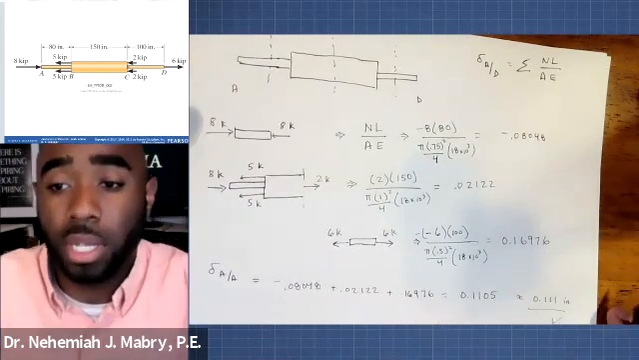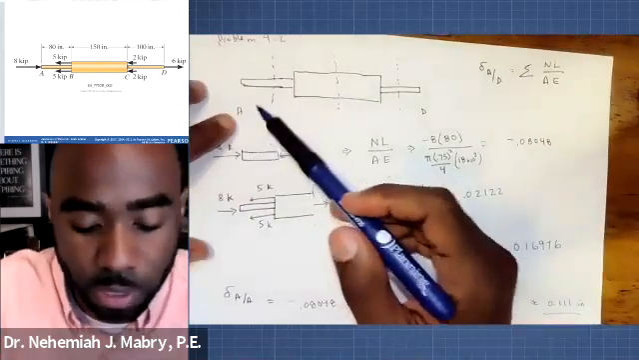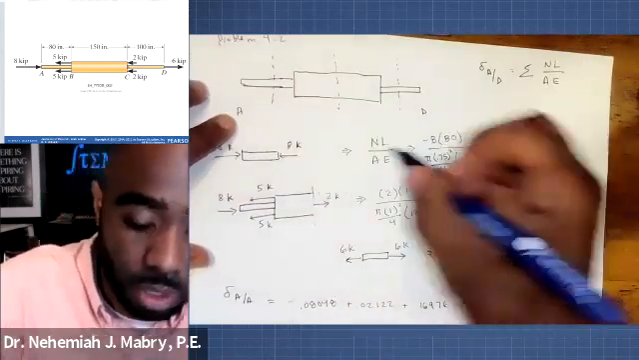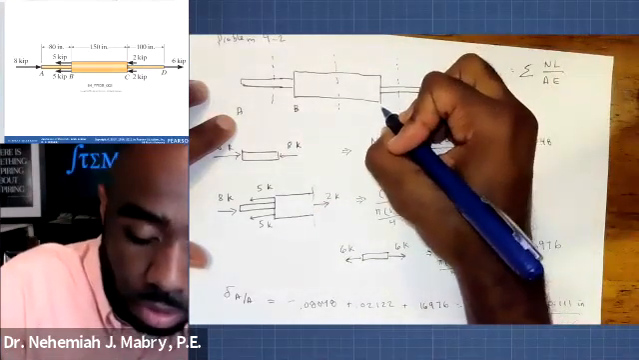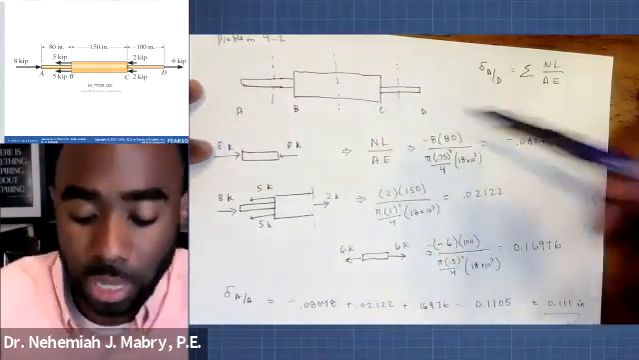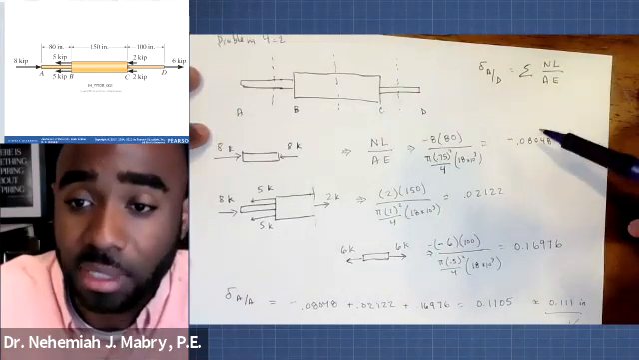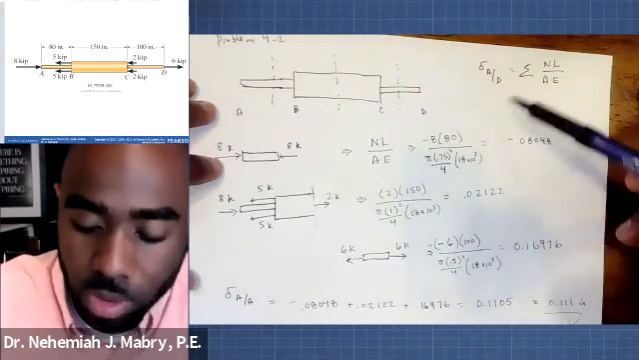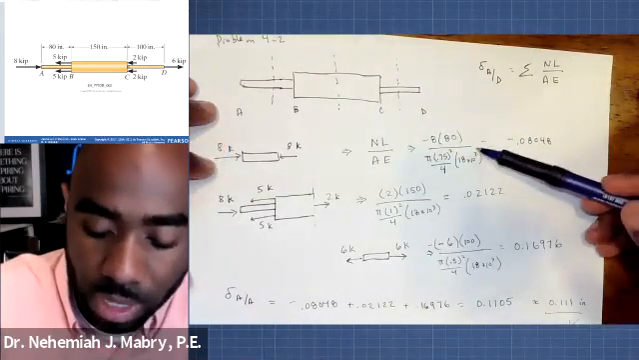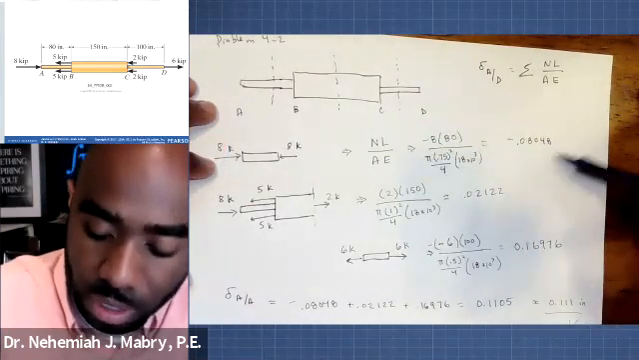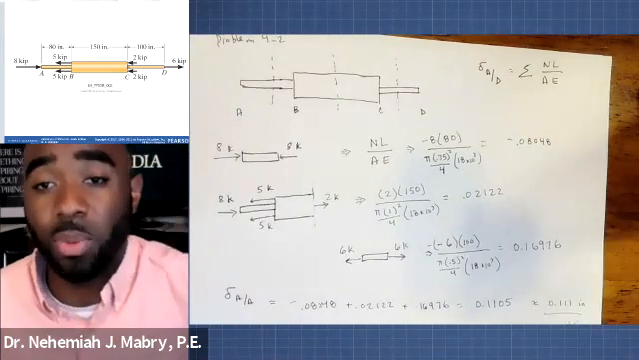Again, what we did was we were asked to find the relative displacement of A with respect to D. If you look at it, this was considered B here and this was considered C. And in order to get A with respect to D, as it asked us, we needed to summate or add up all of the relative displacements along the way by using NL over AE. We added it up, and this is the value we got.